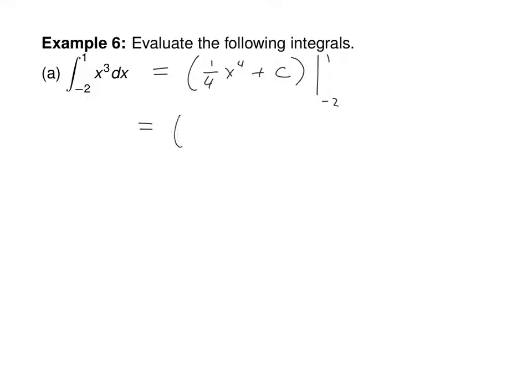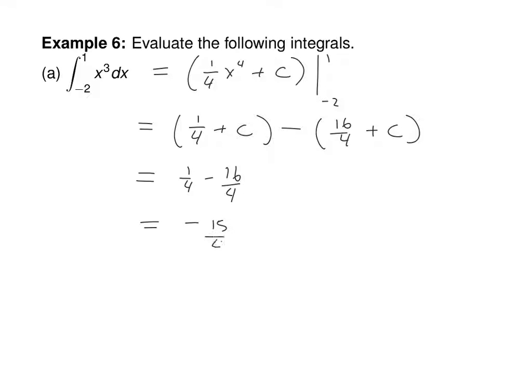So when I input 1, I have a quarter plus c minus input -2, and I get 16 quarters plus c. What happens to the c's? They go away. So the c's are going to cancel every time. I'm never going to put plus c again, okay? And this will be a quarter minus 16 quarters, which is -15 quarters. And that tells you what the signed area under the x cubed curve is from -2 to 1.